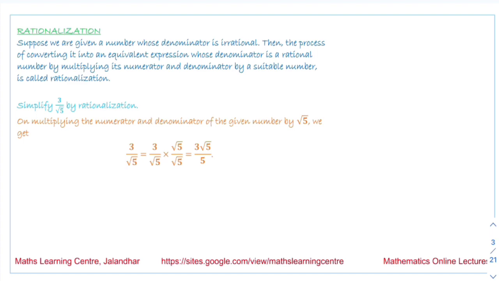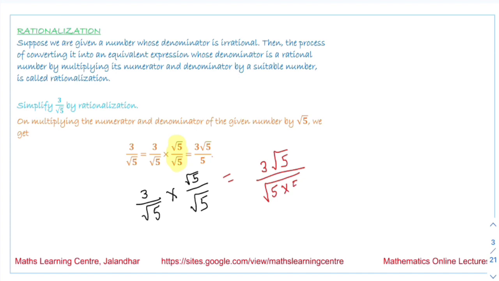Let us explain this with an example. If we are given the number 3 over square root 5, we multiply and divide this term by square root 5. The answer that you will get is 3 square root 5 over square root 5 into square root 5, that is equal to 3 square root 5 over 5.